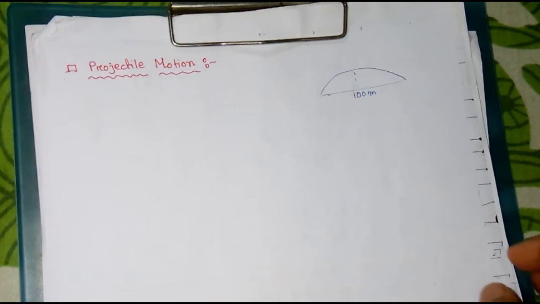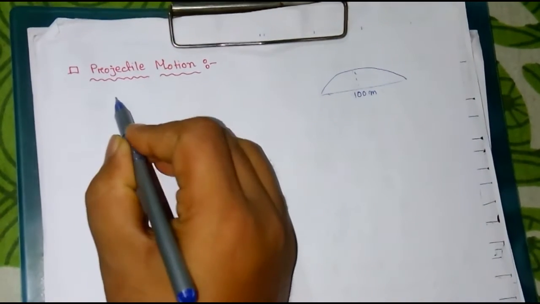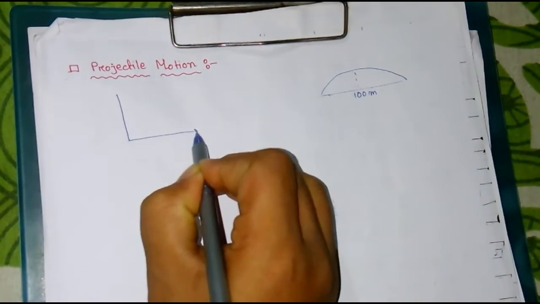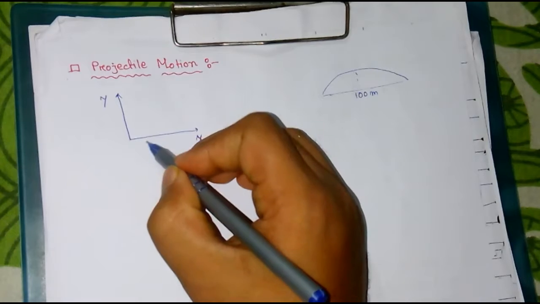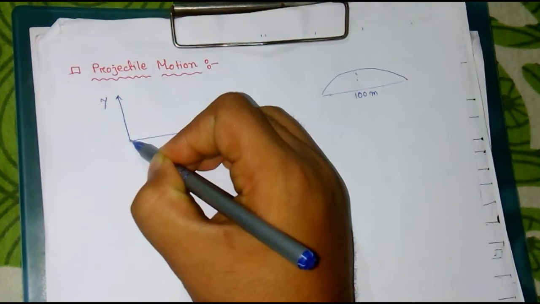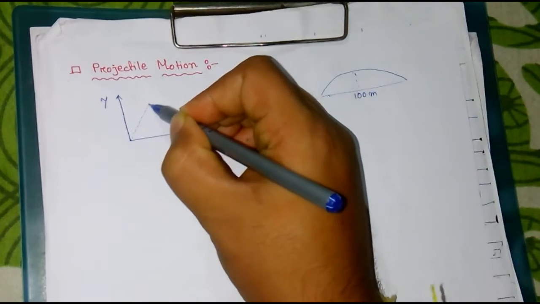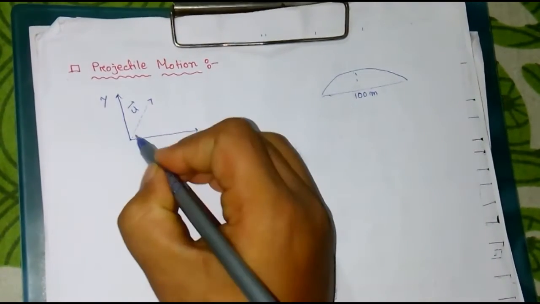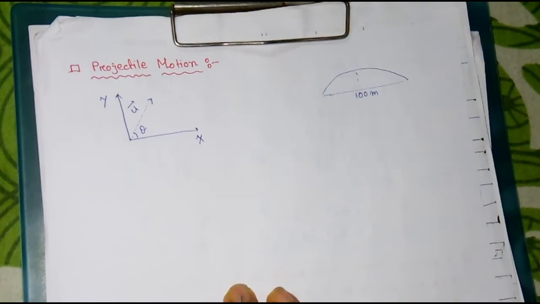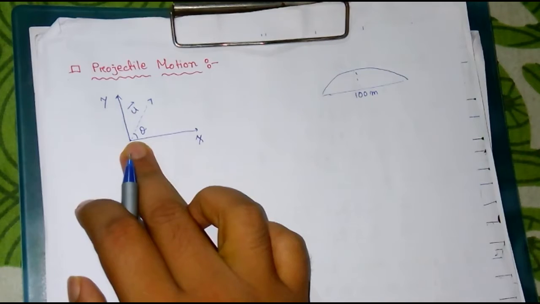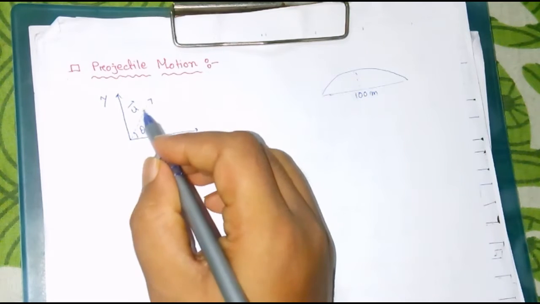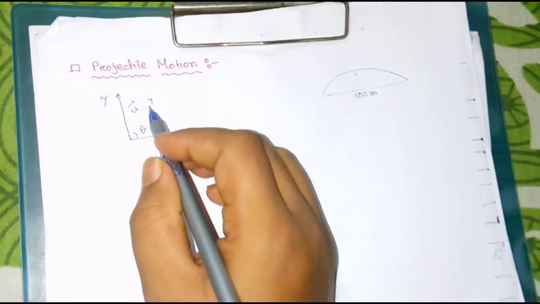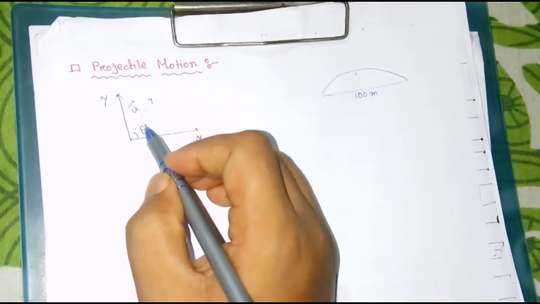We know that when we throw an object into the air, that object is called a projectile. Suppose first we think in the image. This is the x direction, and this is the y direction. Now suppose an object is thrown from this point, that means the origin, with initial velocity u and with an angle of theta. The object can be a ball or any other thing, thrown in this direction with an angle of theta.